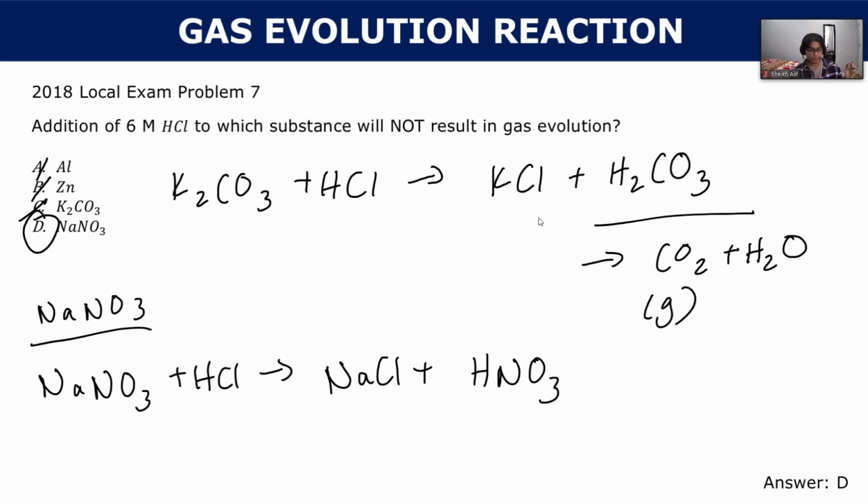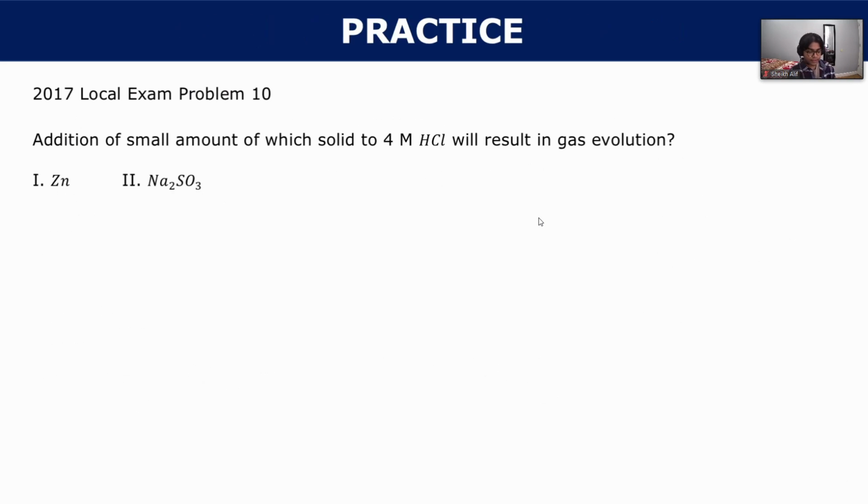And we are correct. Alright, so let's do a bit of practice using all the information that we learned to do these 3 practice problems. The problem asks, addition of small amount of which solid to 4 molar hydrochloric acid will result in gas evolution. And we have 1 and 2. So let's do the thing.